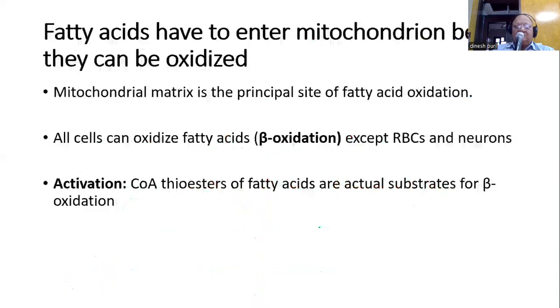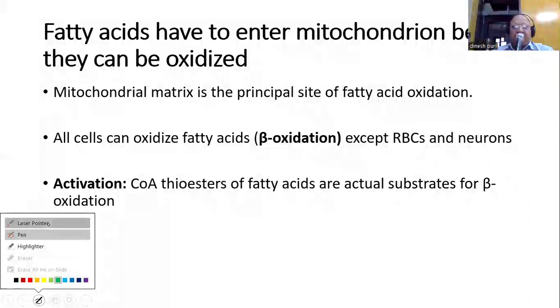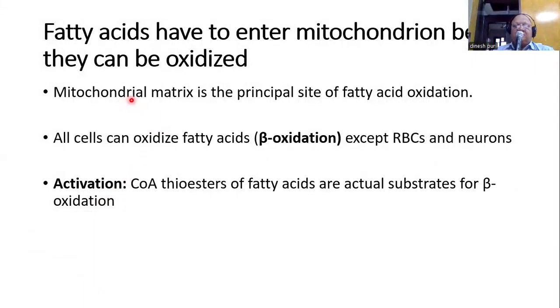So the mitochondrial matrix is the principal site for oxidation of the long chain fatty acids. Therefore, these fatty acids have to be moved into mitochondria where they will be oxidized by the process of beta oxidation. It's an important major energy source everywhere except RBCs and neurons.